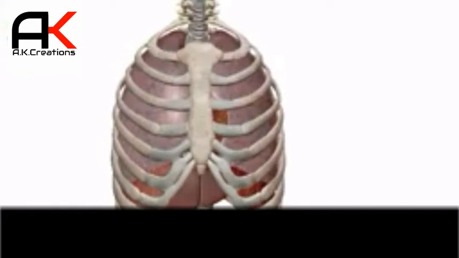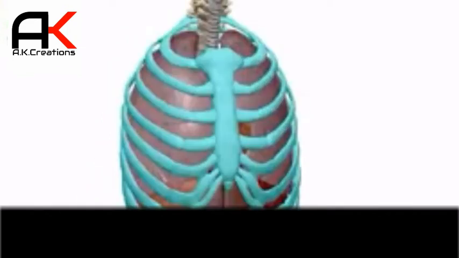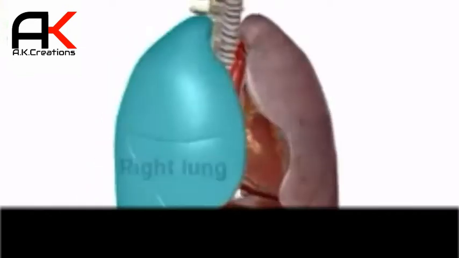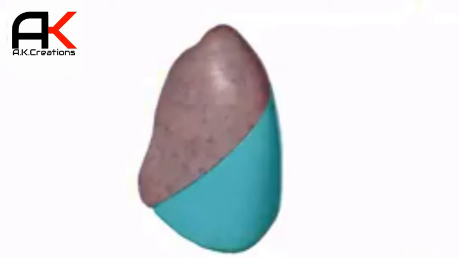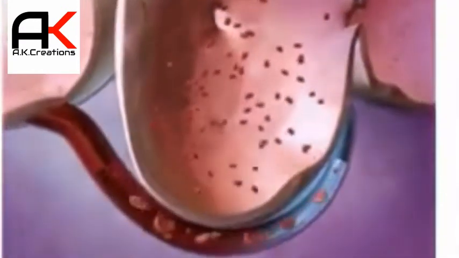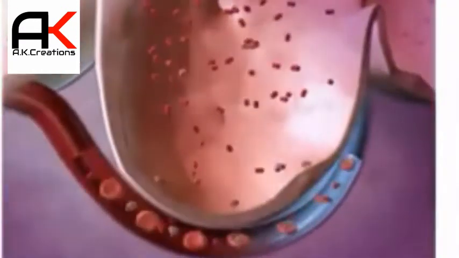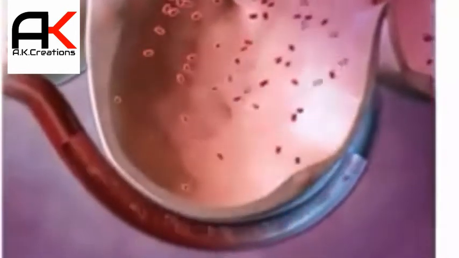There are 2 lungs in the human body, which are located inside the thoracic cage. The right lung is bigger than the left. The right lung has 3 lobes and the left has 2. Hundreds of millions of alveoli exist inside each lung. These alveoli are air sacs surrounded by a network of blood vessels that provide space for gaseous exchange.